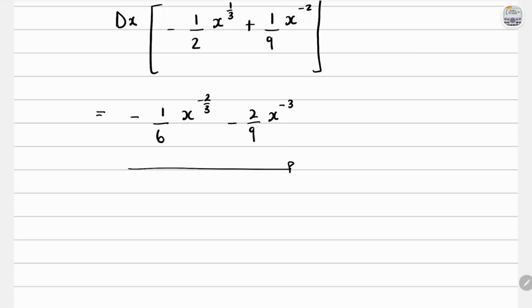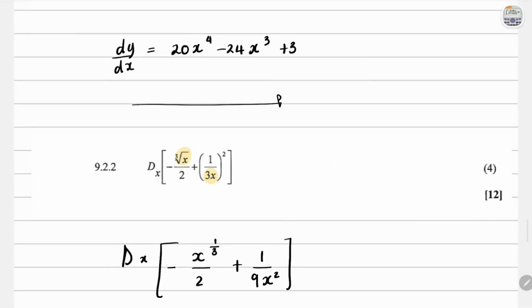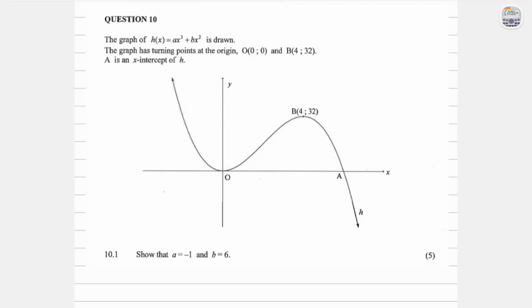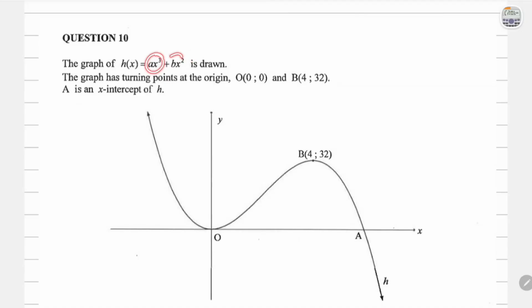Okay, so that is it for our answer here. And that is it for question 9, which is a total of 12 marks. Question 10 says the graph of h of x is equal to ax cubed plus bx squared is drawn. The graph has turning points at the origin, 0 and 0, and B, which is 4 and 32.